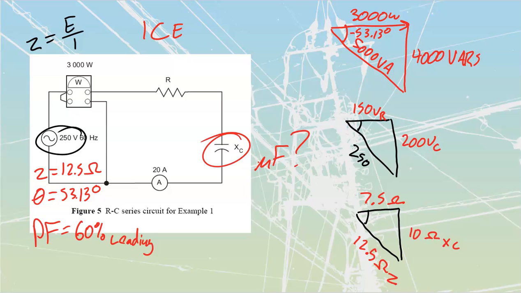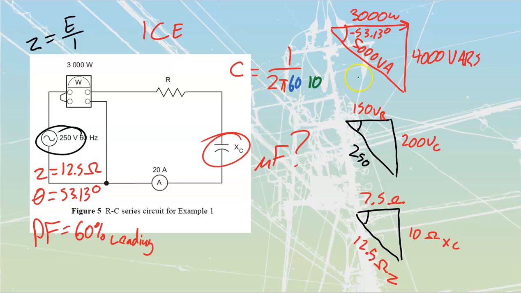For us to do that, we have to rework the XC formula. XC is equal to 1 over 2 pi FC. We know what our frequency is. What we don't know is our C. So what we're going to do is multiply C up to the top and multiply XC down to the bottom. So we'll move C up top here, and we will move XC down to the bottom over here. We've got values for frequency, which is going to be 60. And we've got values for XC. Our value for XC is going to be 10.